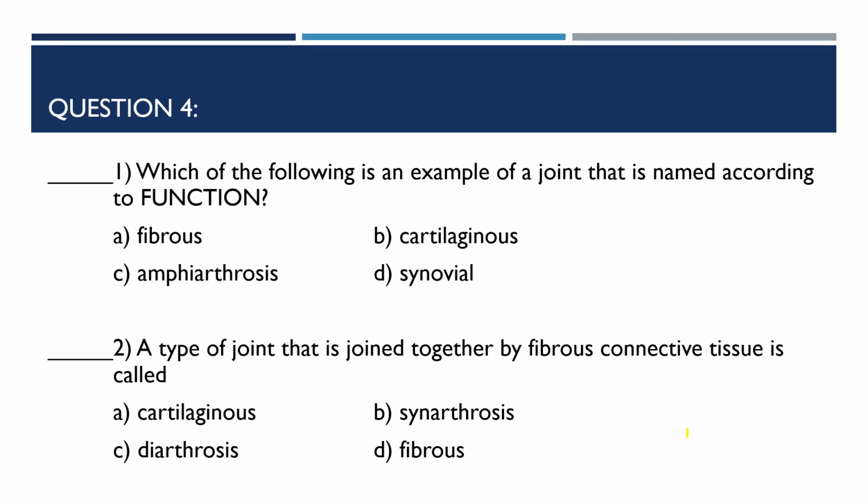Which of the following is an example of a joint that is named for function? So function is going to be based off of movement, and the only one here that is a movement type is amphiarthrosis. These are the ones that are kind of slightly movable. Your fibrous, cartilaginous, and synovial were all structural joint classifications. And then a type of joint that is joined together by fibrous connective tissue. This is a tough one here. Fibrous connective tissue would be a fibrous joint. Okay, your cartilaginous are joined by cartilage, and then your synarthrosis and your diarthrosis are both functional, and they would not be your fibrous connective tissue necessarily. Okay.